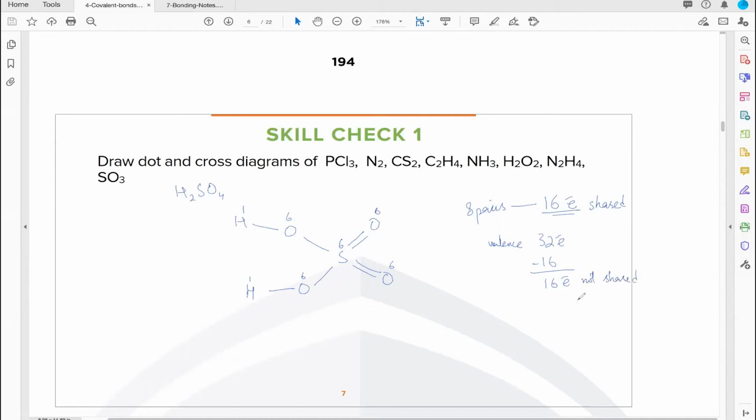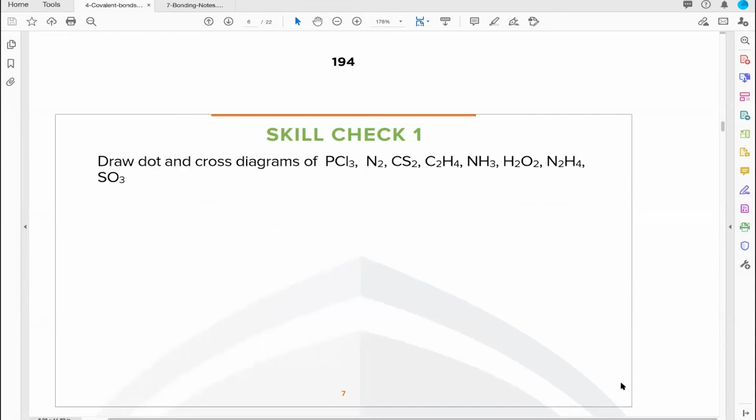Okay. So sometimes they do give you questions in which they will ask you to count them. And this is the way to count. You simply look at the lines to show how many electrons are being shared, and you can simply use the periodic table to find out how many are not shared.